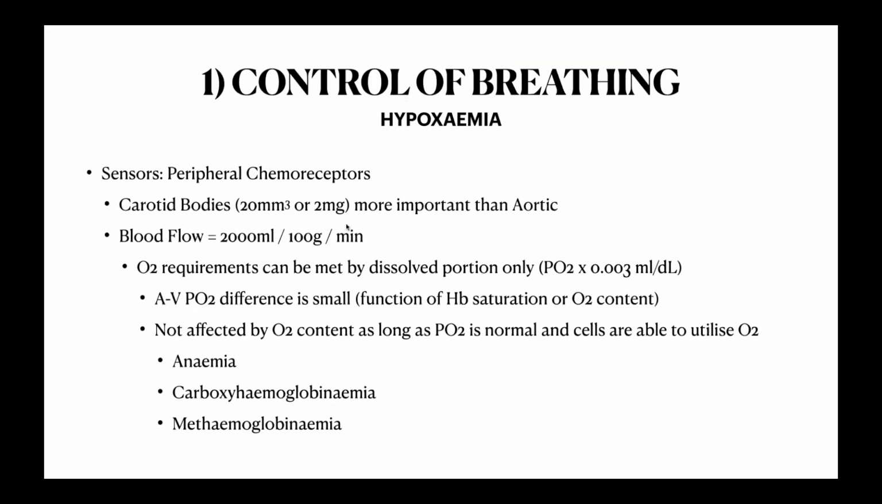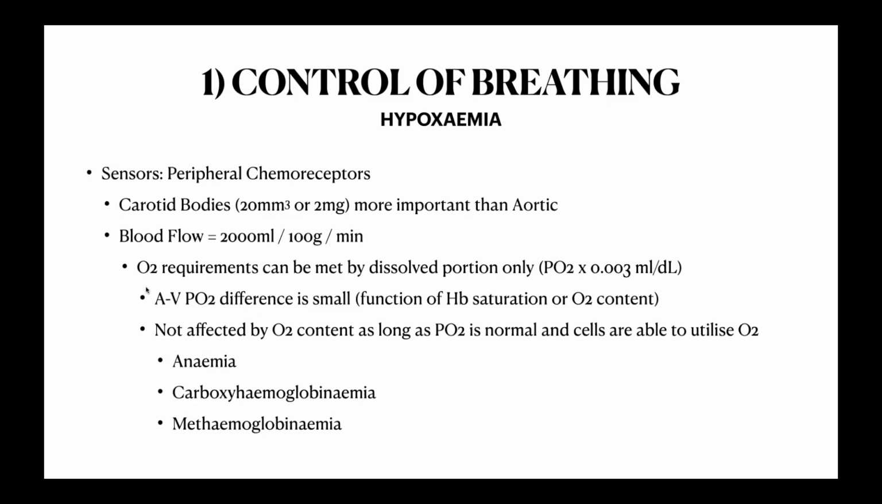So hypoxemia, the sensors are your peripheral chemoreceptors, and your carotid bodies are more important than your aortic bodies. Blood flow is approximately 2 liters per 100 grams per minute. So you can see that there is a lot of blood flow for the carotid bodies, so much so that oxygen requirements can be met by dissolved portions only. In other words, the partial pressure of oxygen. And the AV PO2 difference is small. So know that the arteriovenous difference is so small because of the high blood flow to it, okay?